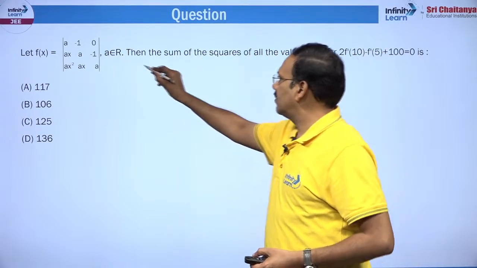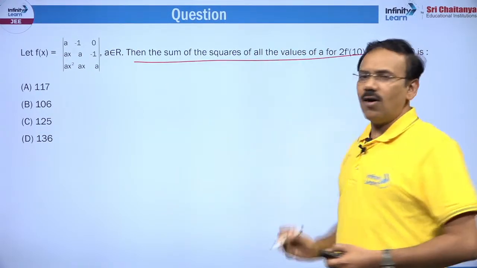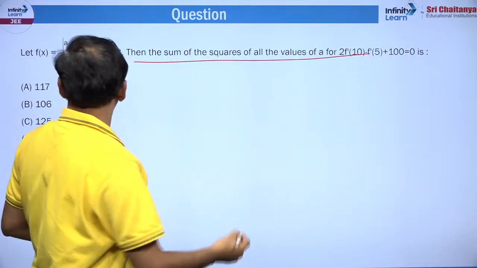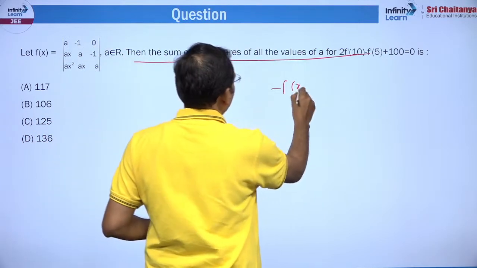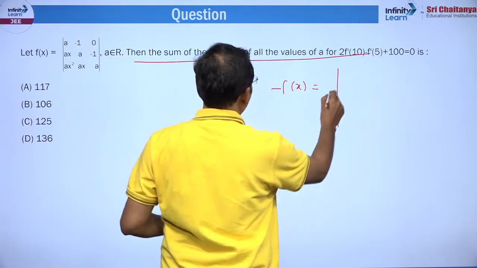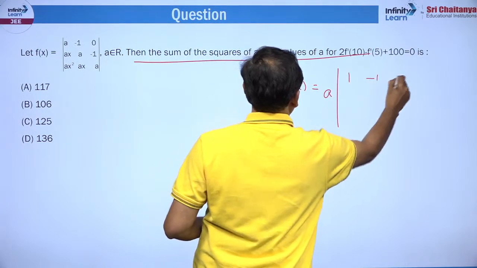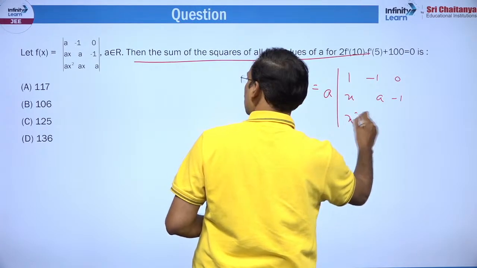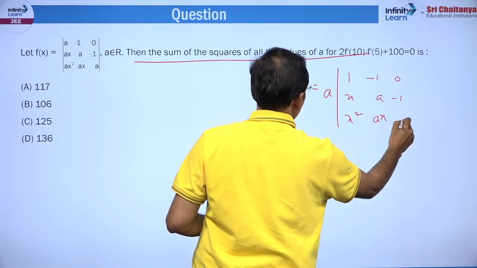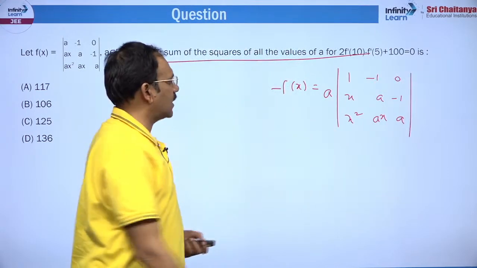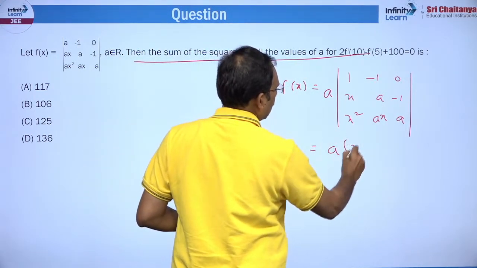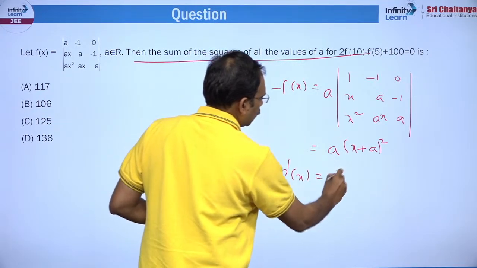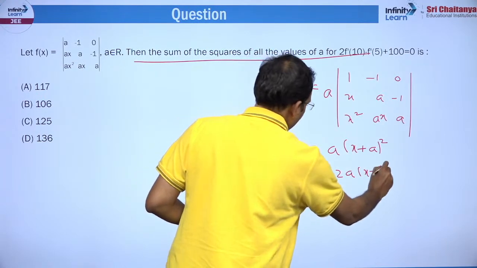Next, my dear friends, the second question. Here you are given a determinant, say f of x, where a is some real number, and the sum of the squares of all possible values of a is asked. You can observe that if I take a common from the first row, you get 1, minus 1, 0, and x, a minus 1, this is x squared, ax and a. If you expand this determinant, you will get a into (x plus a) whole squared. So find f dash x, which is 2a into (x plus a).